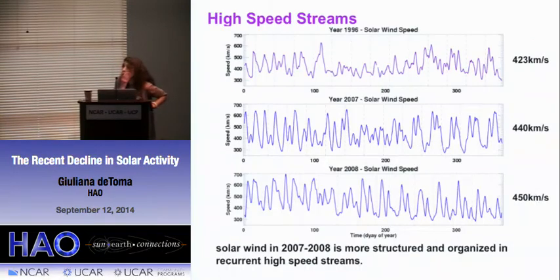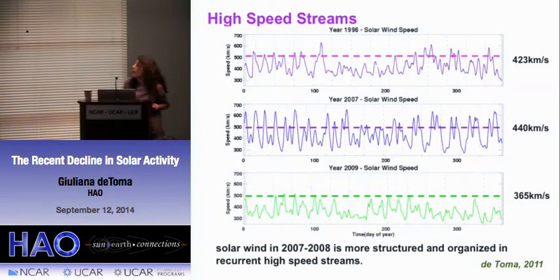So the implications for the solar wind are significant. If you look at the solar wind in 1996, this is what it looks like. The average velocity was about 400 kilometers per second. In 2007-2008, the average velocity wasn't very different, but you see that there is a very clear modulation of the wind in high-speed streams due to these large coronal holes at low latitude. So there are a lot more structures in the wind.